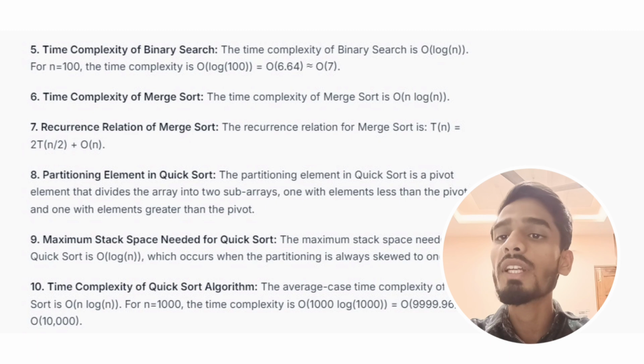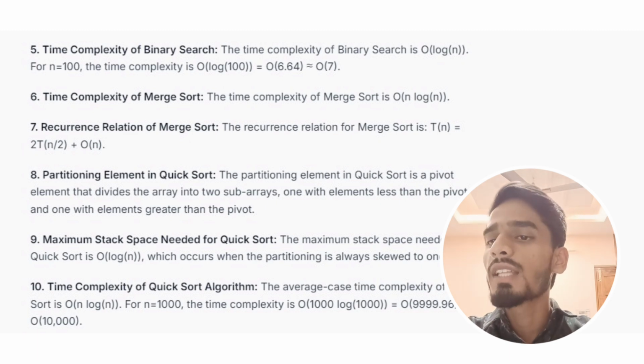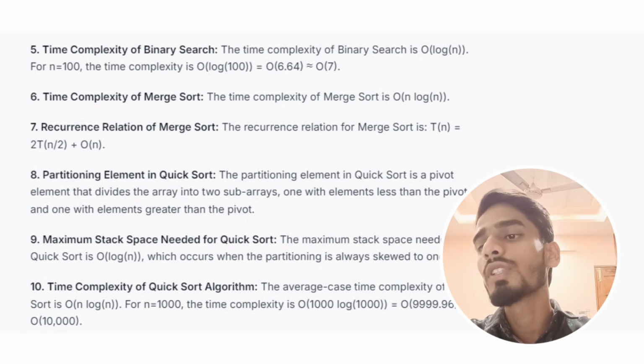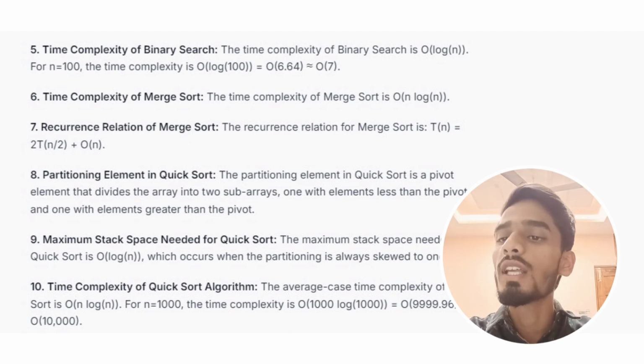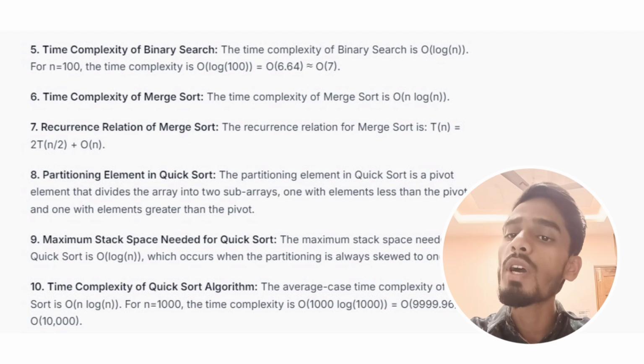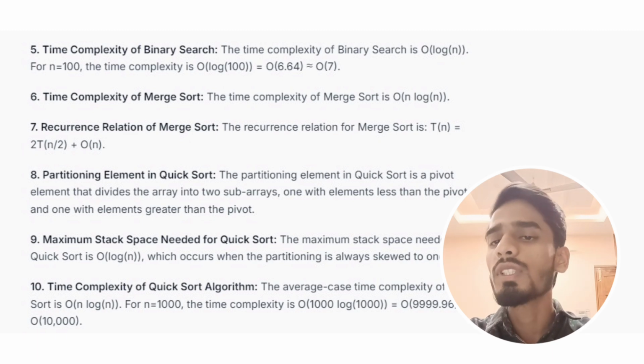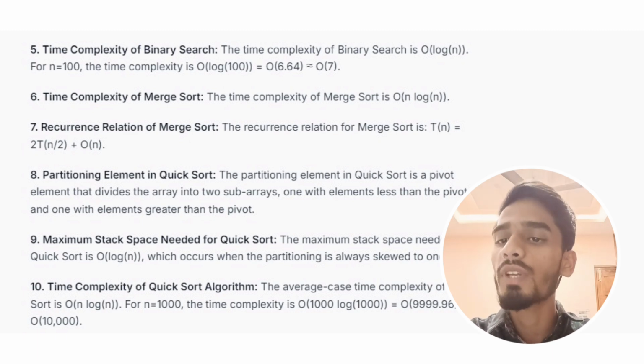Next, what is the time complexity of the quicksort algorithm? Let us estimate the time if n = 100. The average case time complexity of quicksort is big O of n log n. For n = 1000, the time complexity is big O of 1000 log 1000, which is nearly equal to big O of 10,000.